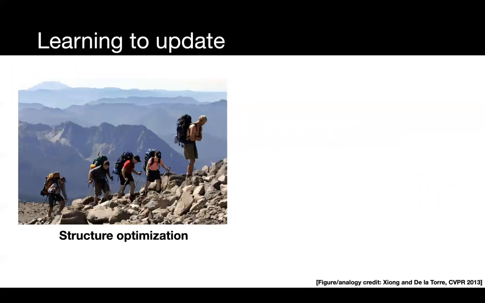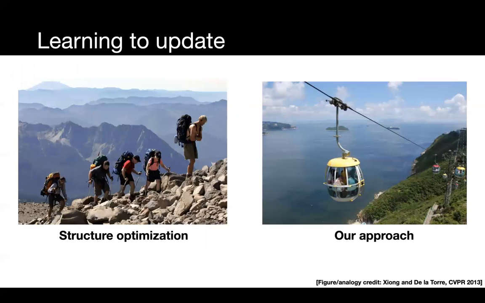So here's another analogy. Classic optimization approaches are like climbing the mountains up hills, while our approach is like taking a gondola. We can arrive at the top of a mountain very quickly and ignore the local curvature.